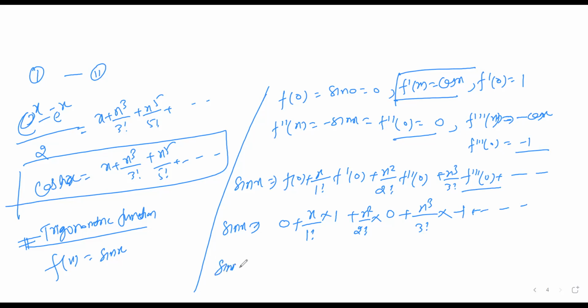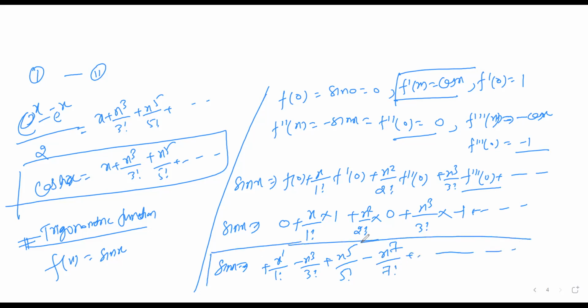So if you simplify, you'll get x by 1 factorial minus x cube by 3 factorial. You understood that? Here a plus comes, next it is a minus, and you are getting only odd powers. In the next it will be x to power 5 by 5 factorial minus x to power 7 by 7 factorial plus dot. So this is the series for sin x.